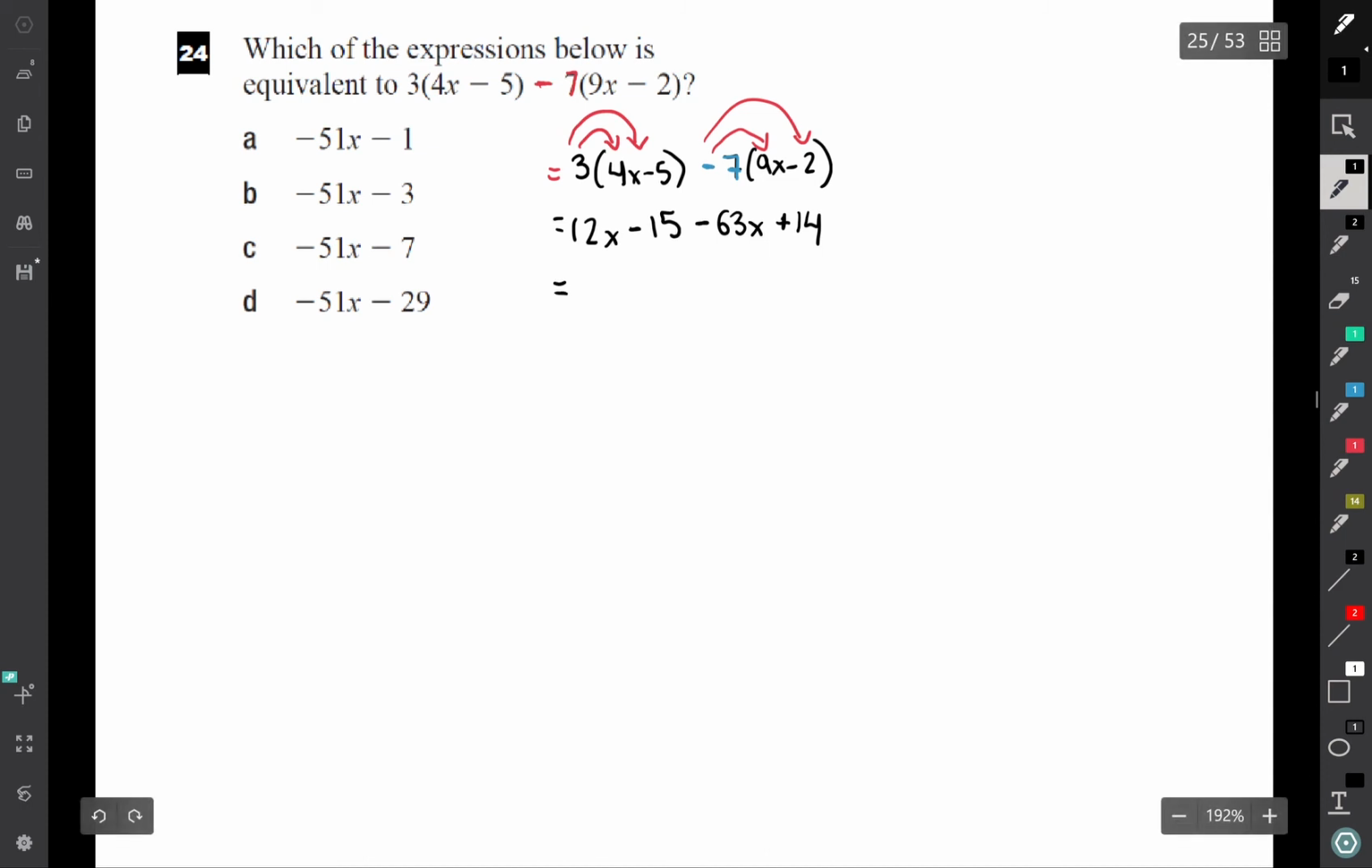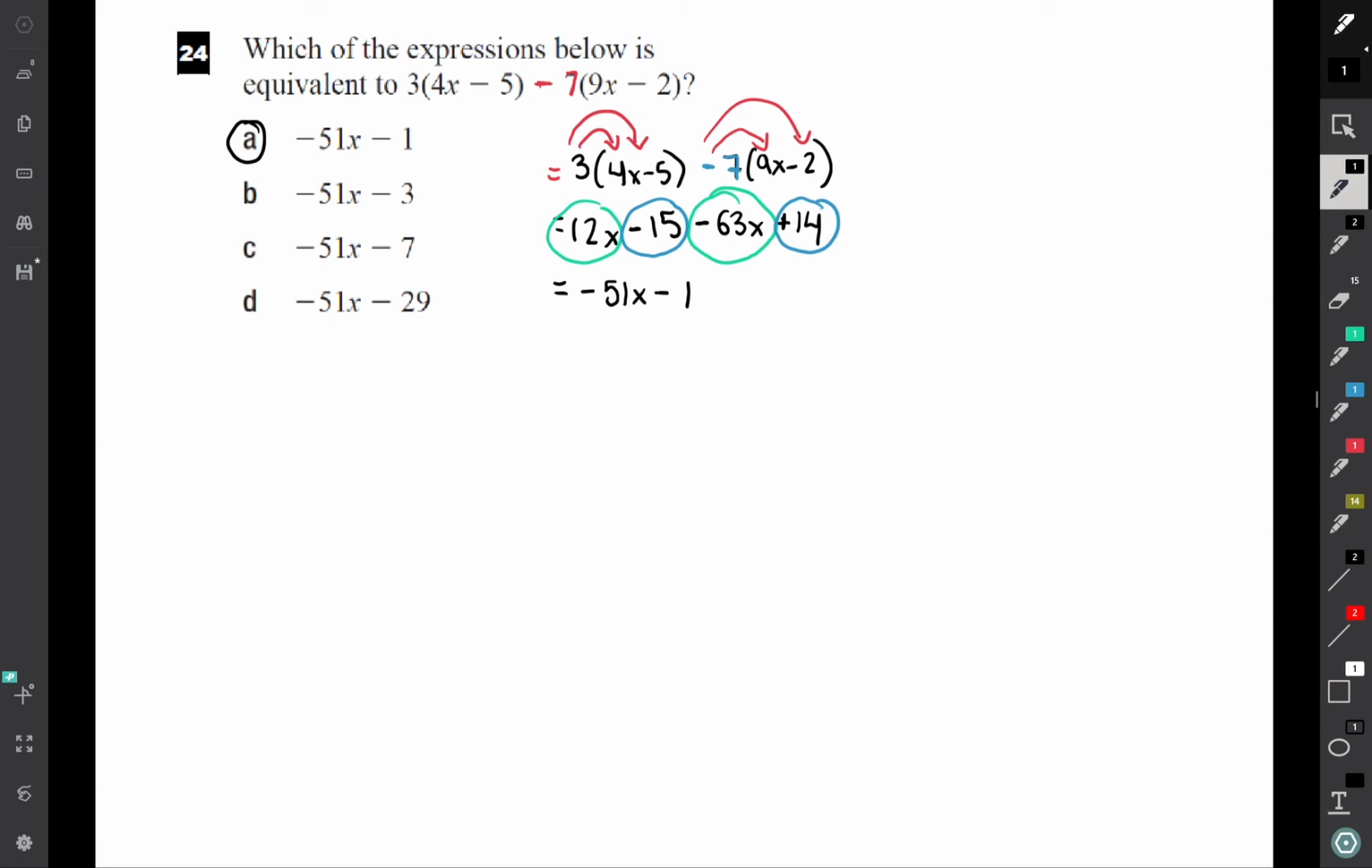Okay, finally we're going to combine our terms. So I have 12x minus 63x. I have negative 15 plus 14. So that leaves me with negative 51x and minus 1. Letter A. Okay, good.